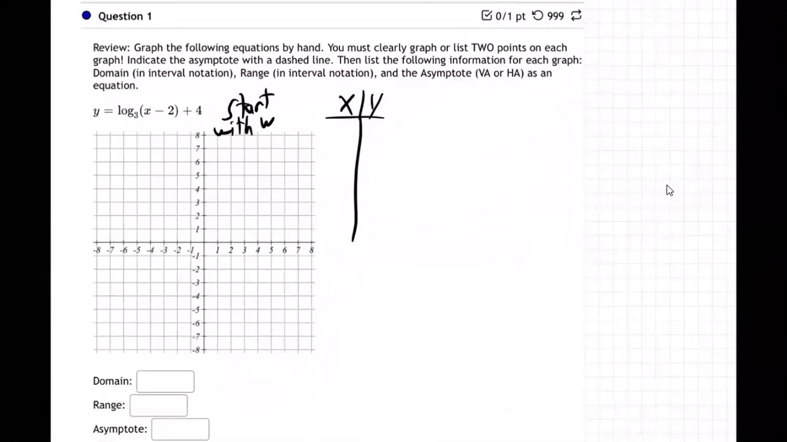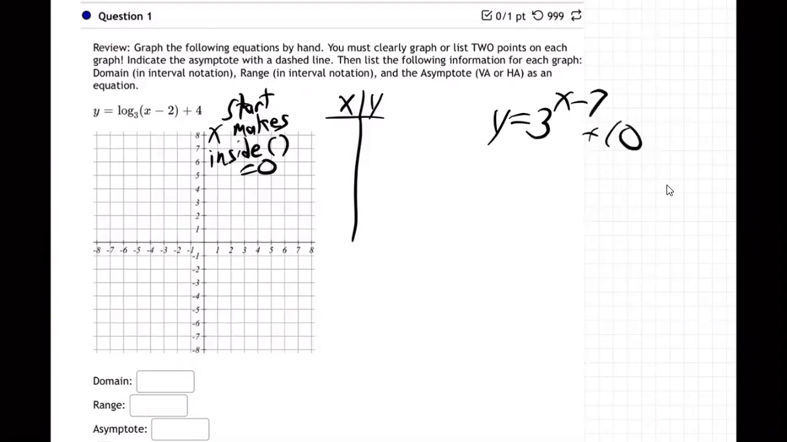start with an x. Let me put it this way. Start with an x that makes the inside of the parentheses equal 0. So remember, for exponential graphs, we had things like y equals 3 to the x minus 7 plus 10 or whatever. And I would say plug in plus 7 because that'll make the power 0. So remember, for exponential graphs, we always started by plugging in whatever would make the power 0.